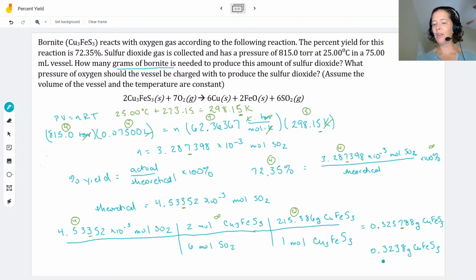And let's just make sure, what pressure of oxygen. Yes, so we have calculated our grams of boronite, and we have calculated what pressure of O2 we need to add to the vessel. So this problem is now complete. Let's make sure there are no questions.